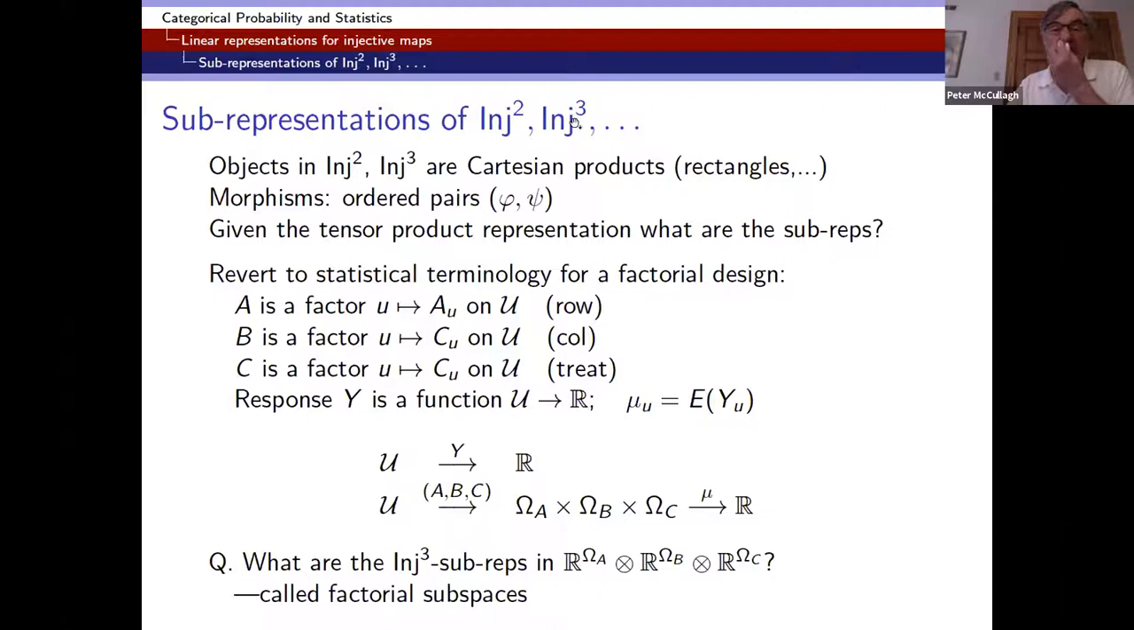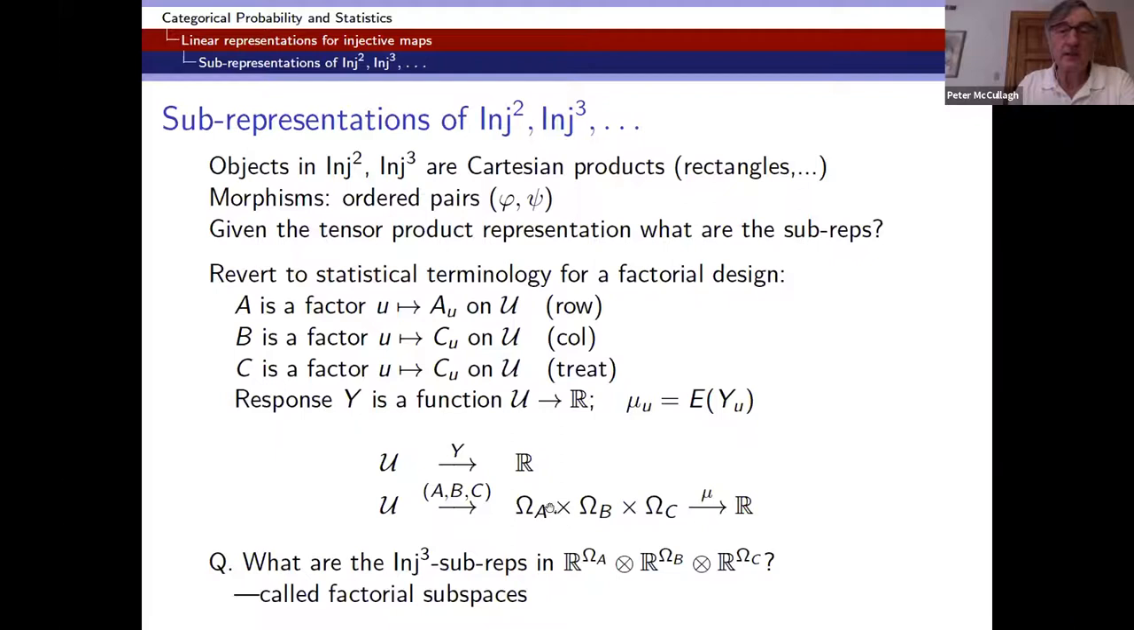So we're then talking about functions. The morphisms are going to be the ordered pairs and the tensor products. So what are the tensor products of this product representation? What are the sub-representations in the tensor product of the sub-representations? In order to say something about that, I'm going to revert to statistical terminology. So capital A, B, and C here are something like rows, columns, and treatments. They're each a function on the units, and they each take values in some typically small finite set. And then the observed response is a function on the units. That should be non-script. And then the expected value is a function on the product of these sets of levels.